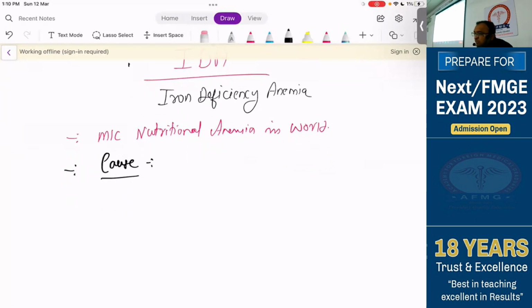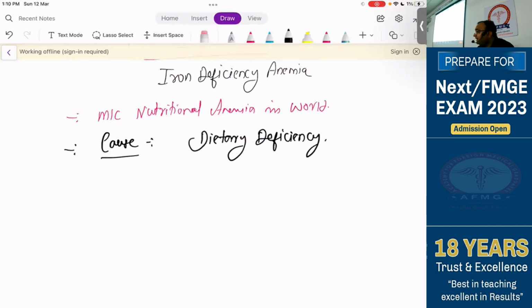So one of the most common causes is dietary deficiency. Like in developing countries, in poor countries, the diet is deficient in iron. So that's why individuals suffer from iron deficiency anemia. So this is one of the most common causes of IDA, the dietary deficiency, and specifically in the developing countries.